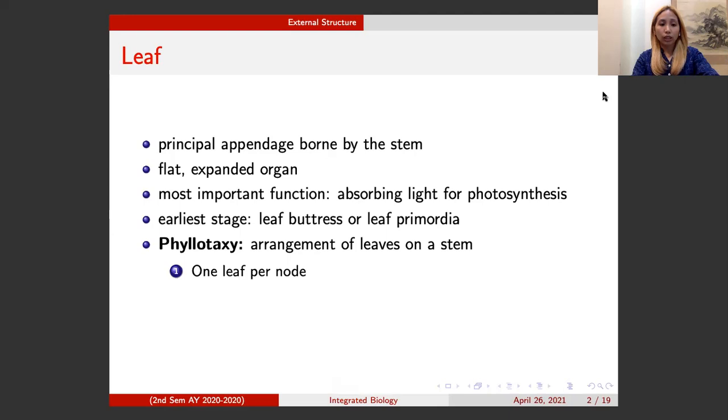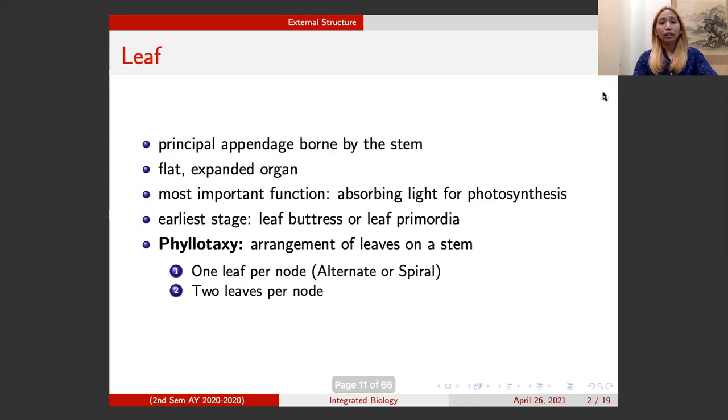Okay, so there's an arrangement where we can observe there is only one leaf per node. This type of arrangement is what we call alternate, that is, if one leaf per node is just left, right. But if there's one leaf per node, and on each node it is going in different directions such that it is arranged in a spiral manner, then one leaf per node phyllotaxy can be considered spiral.